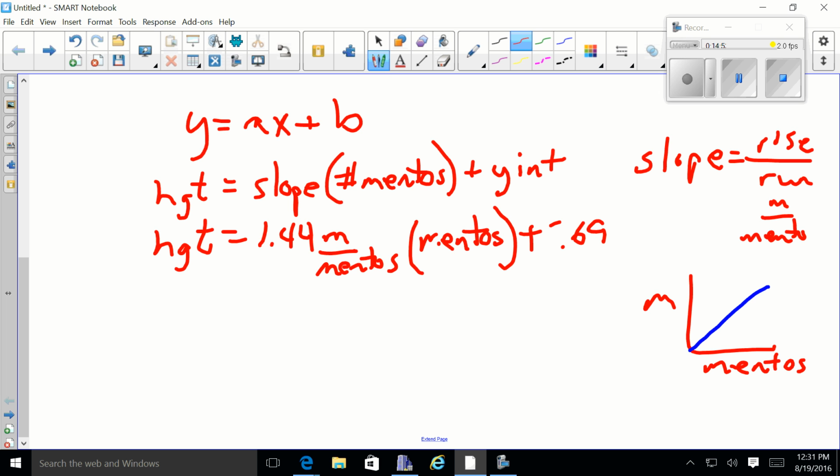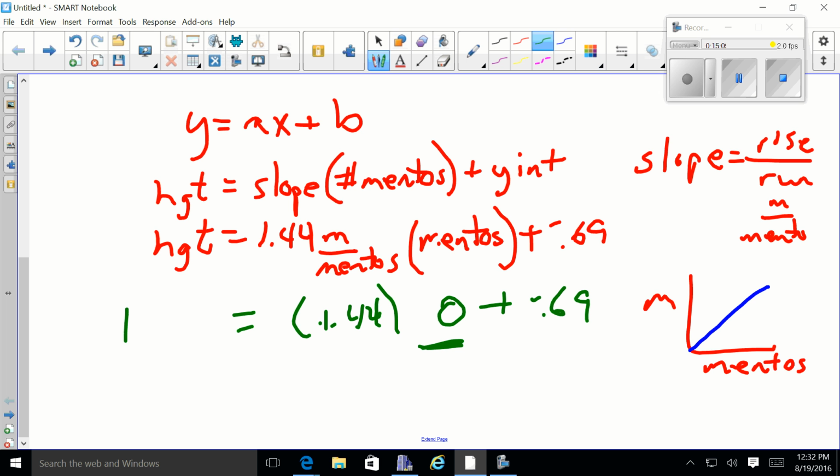If you put in 0 Mentos, so I'm going to put in a 0 here. 0 times 1.44 is 0, plus a negative 0.69. So what this is saying is if you put in 0 Mentos, you get a height of negative 0.69. Well, you know that's not correct because your Coca-Cola didn't just suck down into the ground when you opened it up with no Mentos in it.